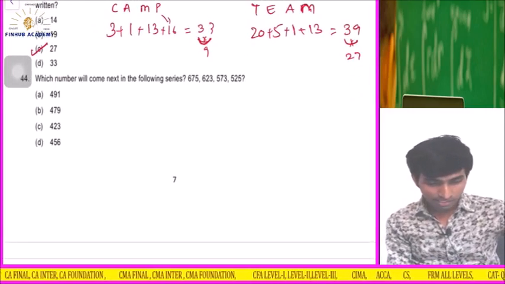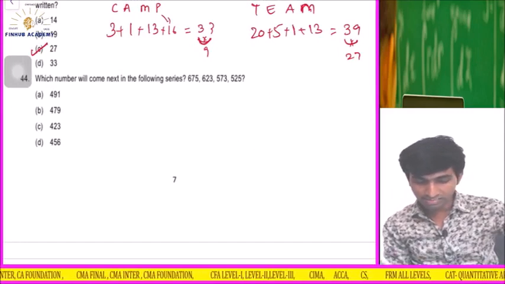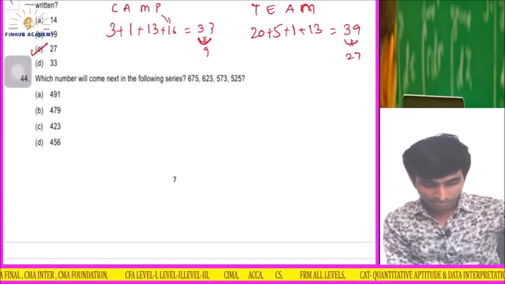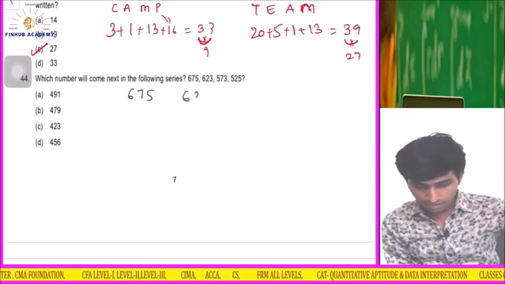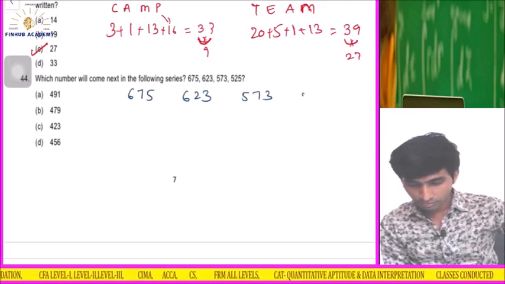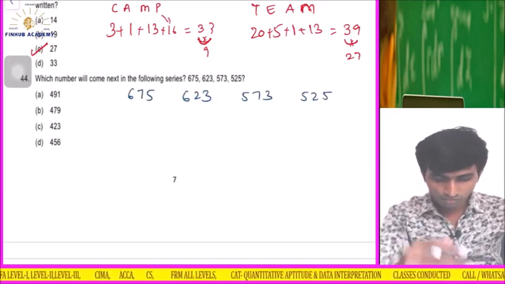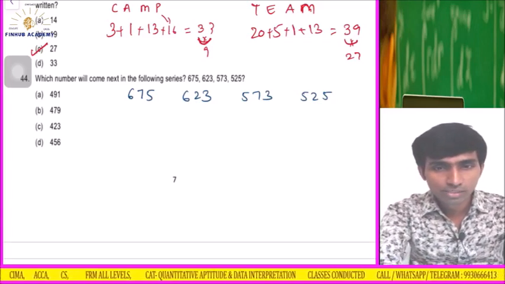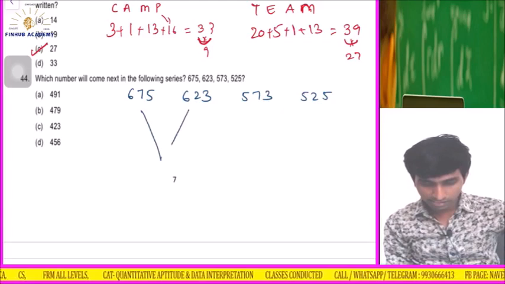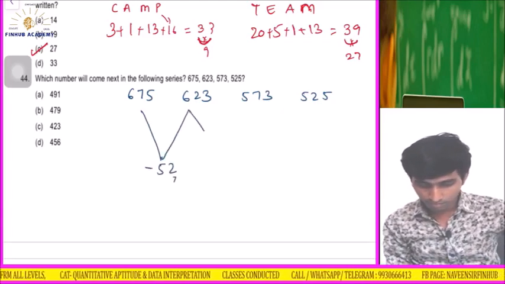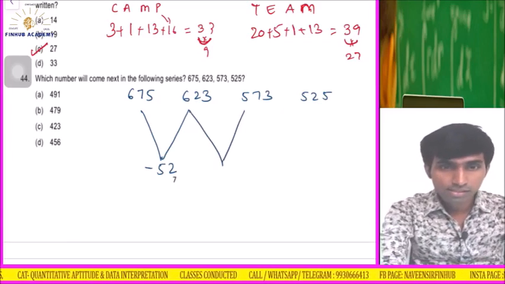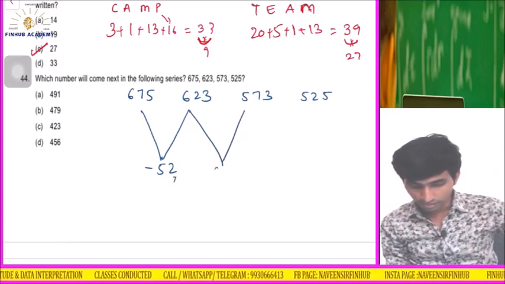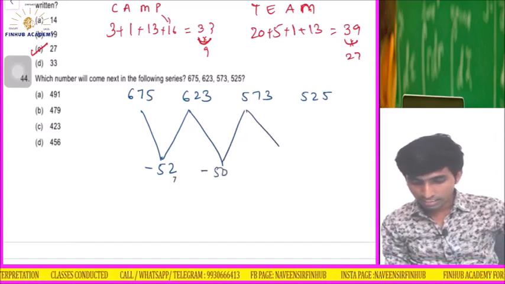Which number will come next in the following series? 675, 623, 573, 525. Let us write 675, 623, 573, 525. So obviously the numbers are not drastically going down. I'll take the difference. 675 minus 623. The difference is minus 52. From here to here, check the difference. 623 minus 573. The answer is 50. Oh, it is going down by 2 each time. Check here, I should get 48.